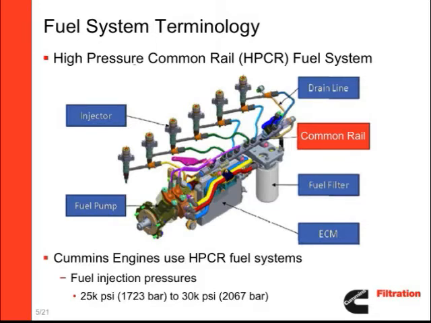HPCR fuel systems consist of a fuel pump supplying clean fuel that is passed through the fuel filter into a high-pressure common rail, HPCR, feeding individual injectors. The system is governed by the engine control mechanism, ECM, which opens each injector electronically. Fuel exits through the drain line. Cummins engines use HPCR fuel systems.